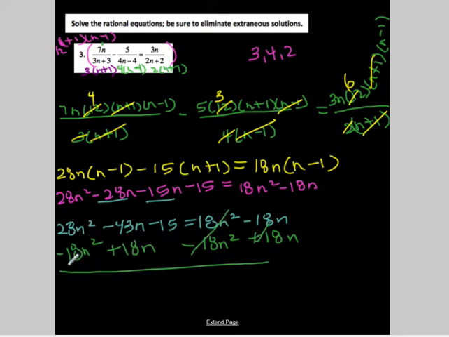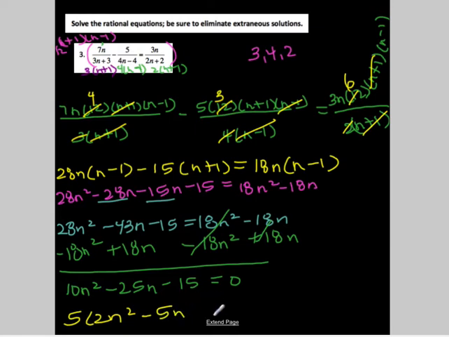So 28n squared minus 18n squared will give me 10n squared. Negative 43n plus 18n will give me negative 25n. And then minus 15 is equal to 0. Okay. Now this one I need to factor. Maybe one thing I notice is that they're all divisible by 5. So maybe first I would take the time and factor out a 5. So I would have 5 times 2n squared minus 5n minus 3 is equal to 0.